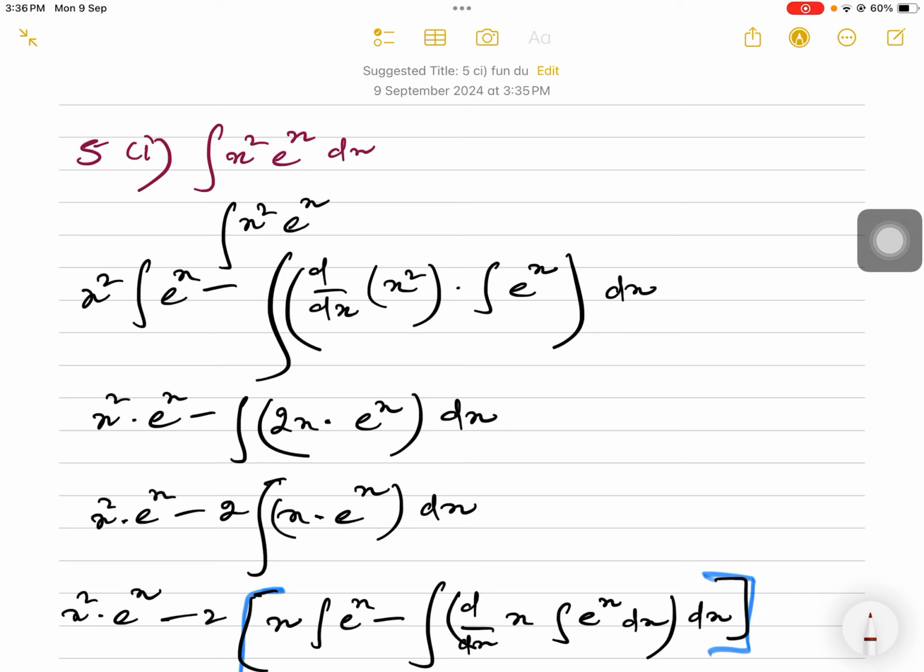Integration of x square into e power x dx. Because the functions are in product form, there are two functions, x square and e power x, so we will use integration by parts. But for using that formula, we have to choose which is the first function and which is the second function. For choosing that, we have a word ILATE.